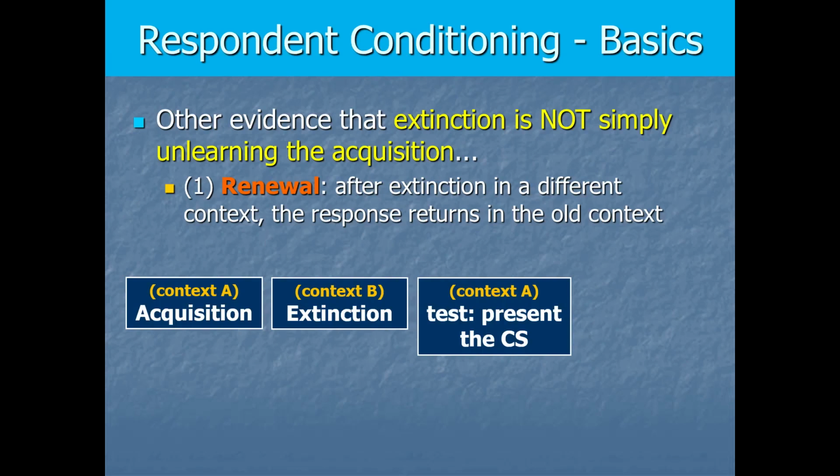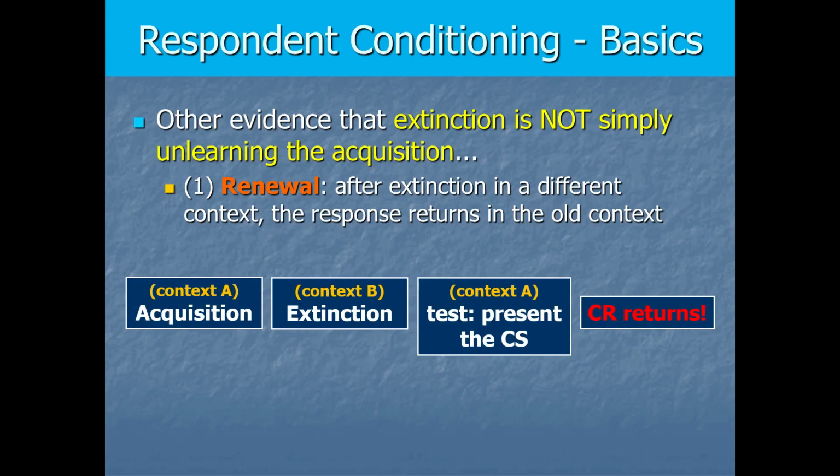But here's where it gets weird. If extinction was unlearning, then bringing the rat back to the red room and playing the 1000 hertz tone by itself shouldn't cause any freezing. After all, there's no shock anymore. We've done extinction. Yet, what we find is that if you go back to context A, go back to the original, the red room, the CS by itself starts to elicit the CR again. In other words, the tone becomes scary again, even though we've done extinction. We just extinguished it in this other context in the blue room, but go back in the red room and the tone's scary again, even without a shock.